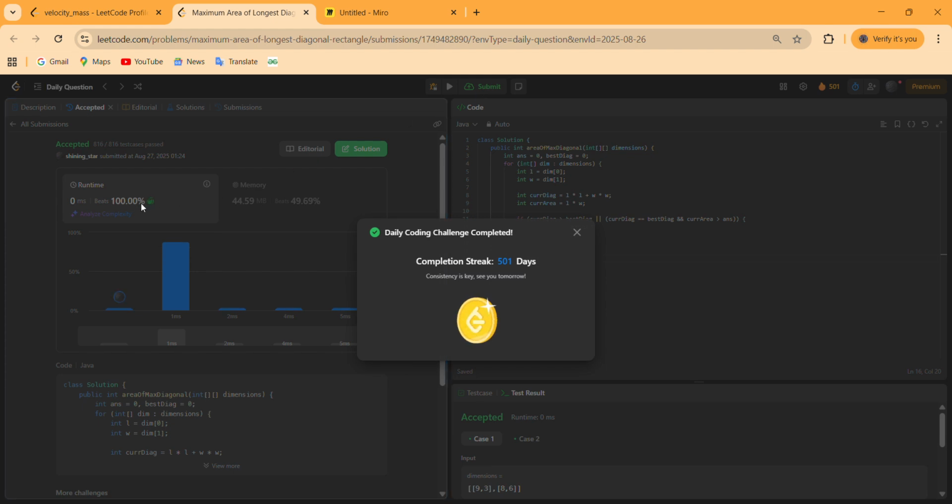Yes, it passes all the test cases, and this completes our 501 days on LeetCode.